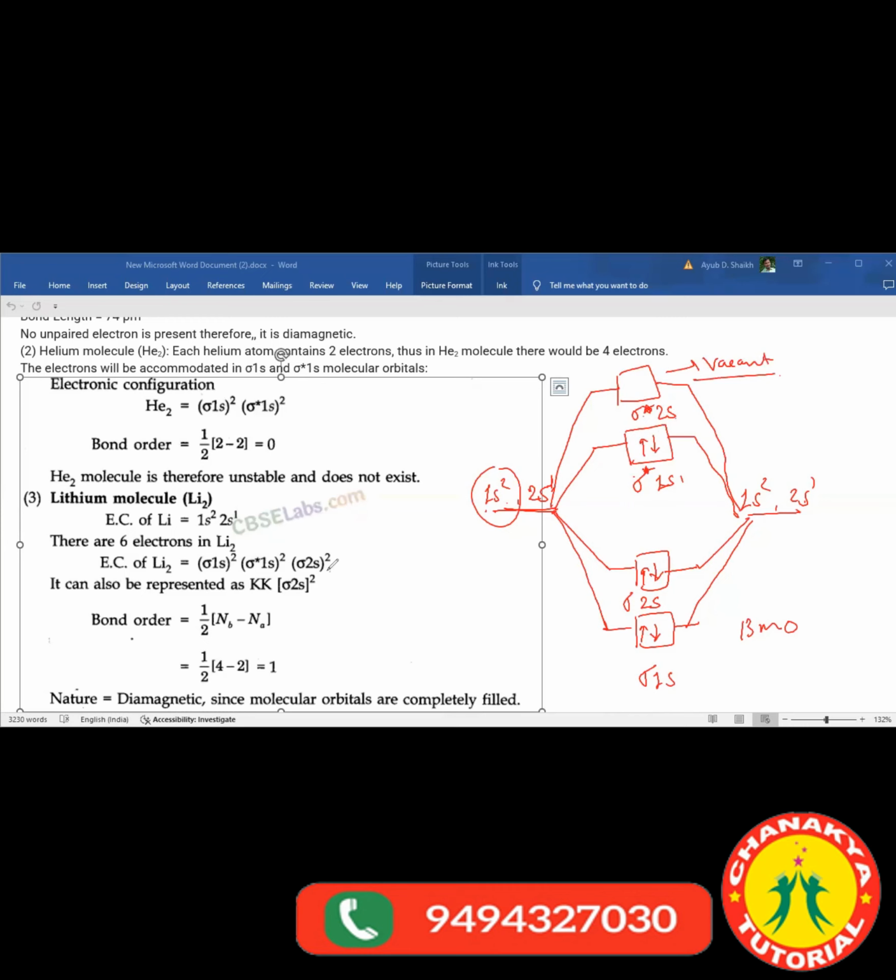See, check it here. Sigma 1s2, you are able to see here. Sigma 1s, how many electrons? 2 electrons, correct? Then sigma star 1s2 is here, right? And then sigma 2s has how many electrons? 2 electrons. So your electronic configuration would be sigma 1s2, sigma star 1s2, and sigma 2s2. Understood or not?